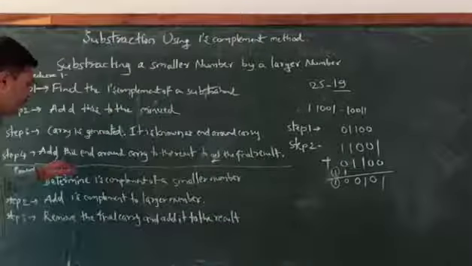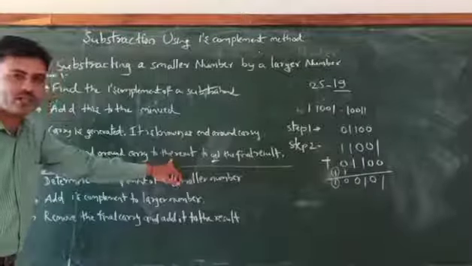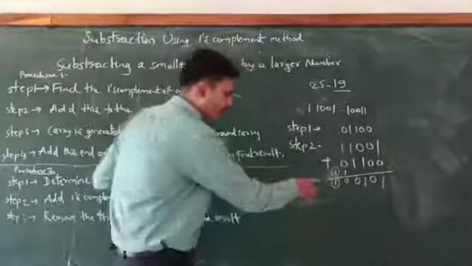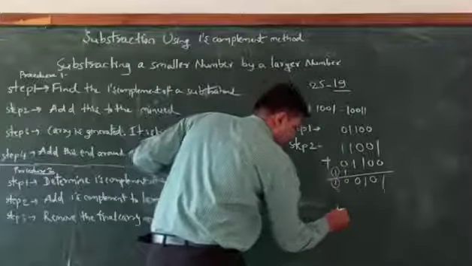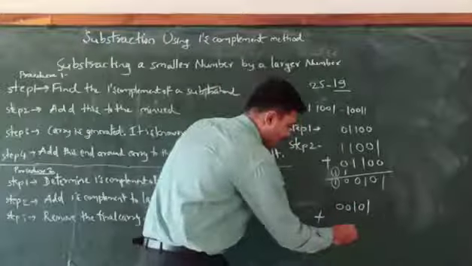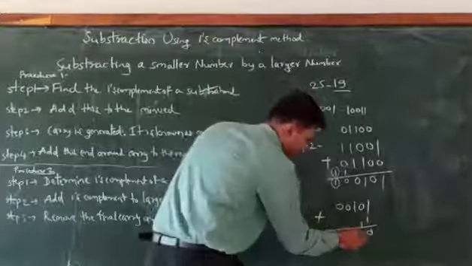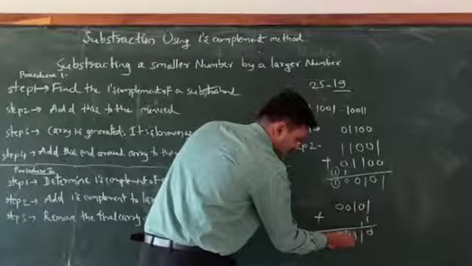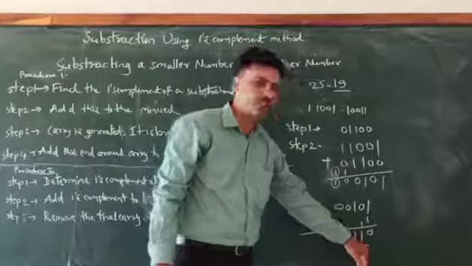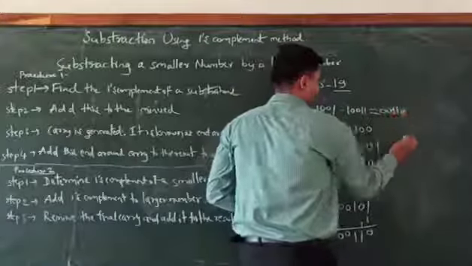Step number 4. Add this end around carry to the result. What is the result here? 0 0 1 0 1. We need to add this carry to the result. That is 0 0 1 0 1 plus the carry 1: 1 plus 1 is 0 carry 1; 0 plus 1 is 1; the rest as it is. Answer will be 0 0 1 1 0.